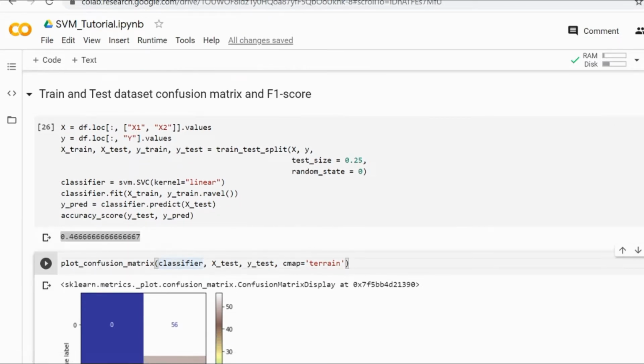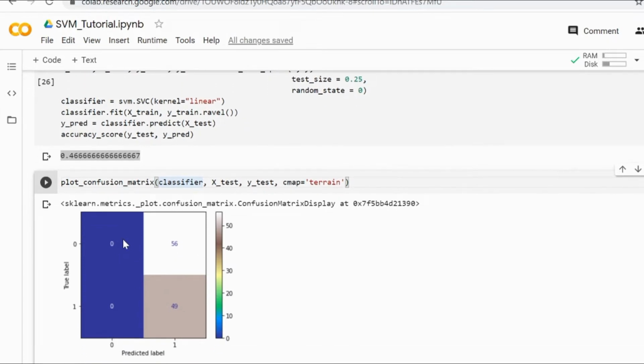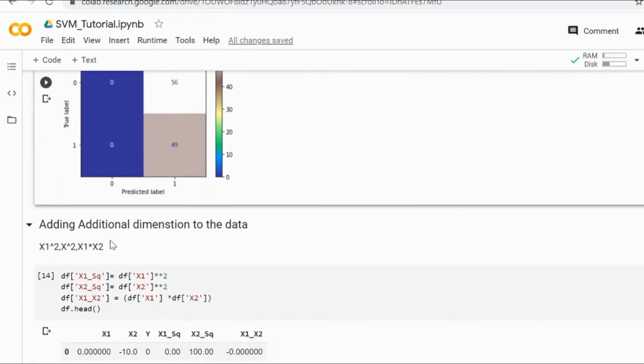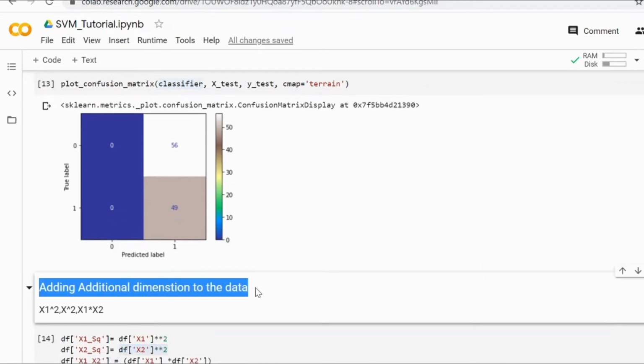And here I am plotting the confusion matrix. If you see the confusion matrix, it failed to classify even a single point correctly over here. So this confusion matrix shows me that the accuracy is pretty low. We are going to generate some additional dimension with the help of kernel techniques.